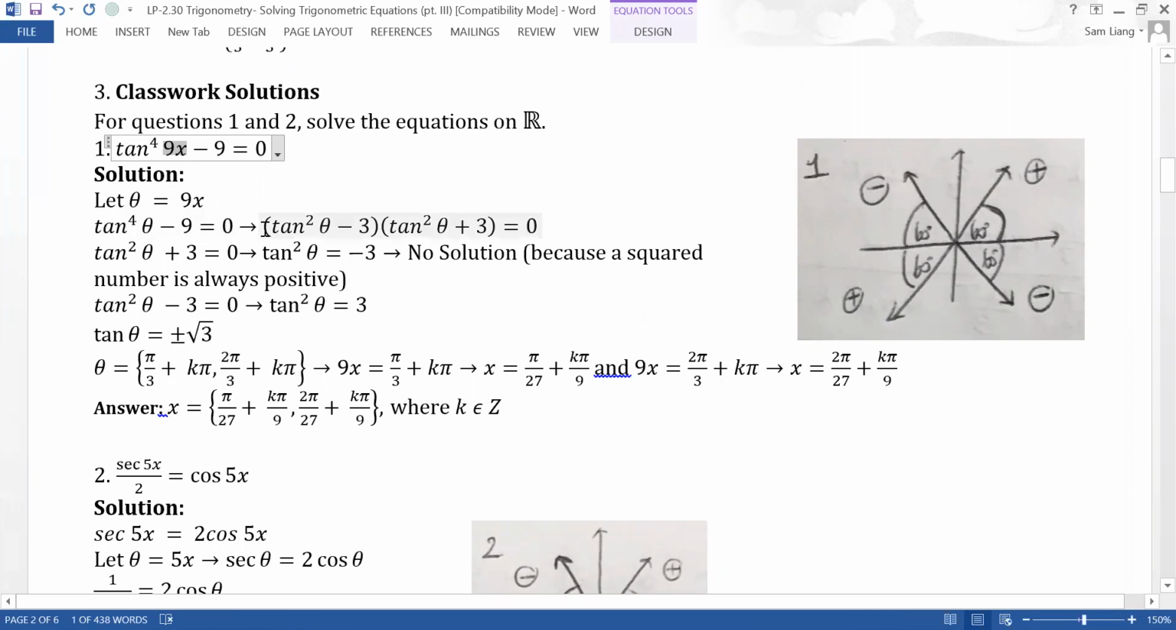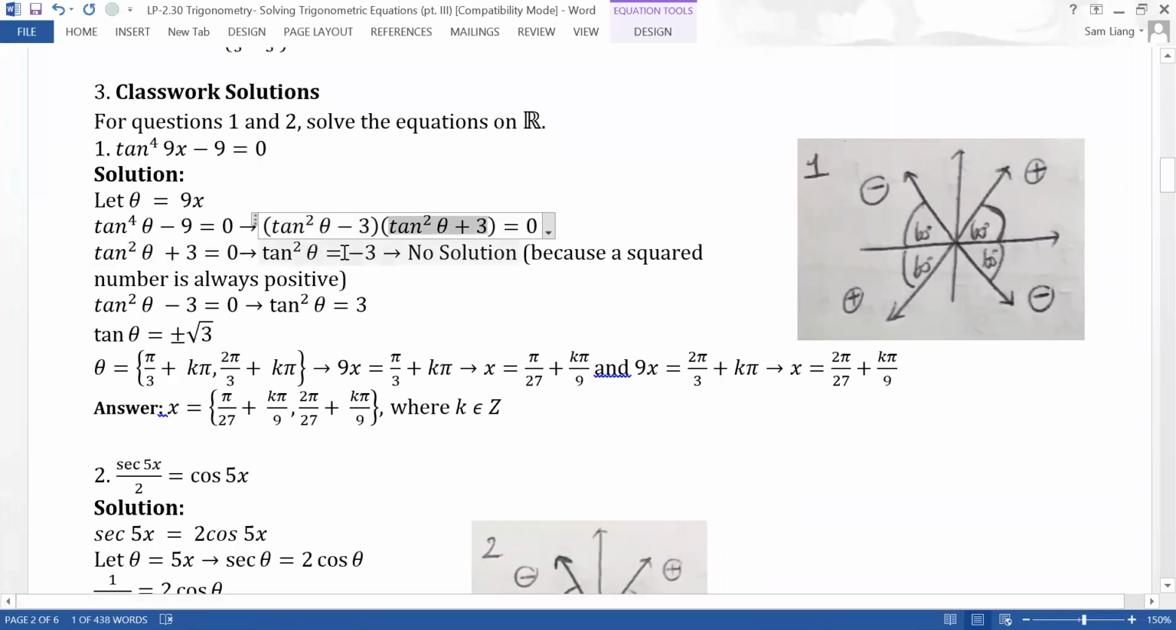And then from there you factor, right? There's a difference of squares, like a squared minus b squared. You can factor that as a minus b times a plus b. Same thing we do here. So we're going to get 10 squared theta minus 3 times 10 squared theta plus 3 equals 0. And then from this equation, 10 squared theta plus 3, we actually get no solution, right?